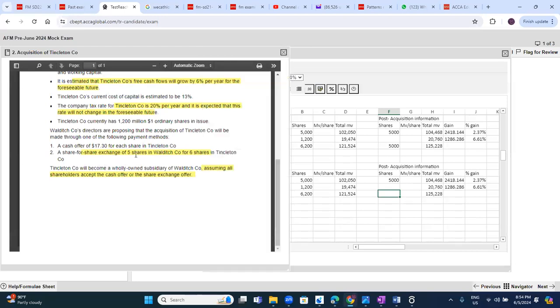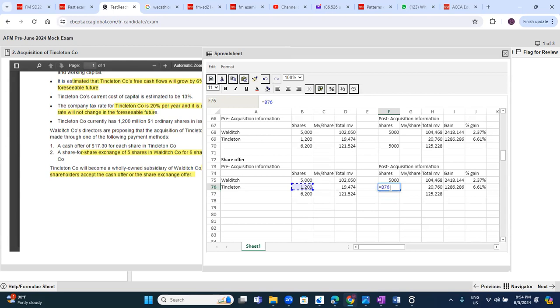Here in share for share, 5 shares in W company are offered for 6 shares in 10 company. We are offering 5 shares for every 6 shares of your company. So how many shares are we offering? 1,000 new shares. So calculate the total number of shares now. This is incorrect, by the way. Calculate market value per share. Do the reverse calculation. This market value will remain same. Calculate the market value of shares now. Okay. That's how you will calculate the gain.